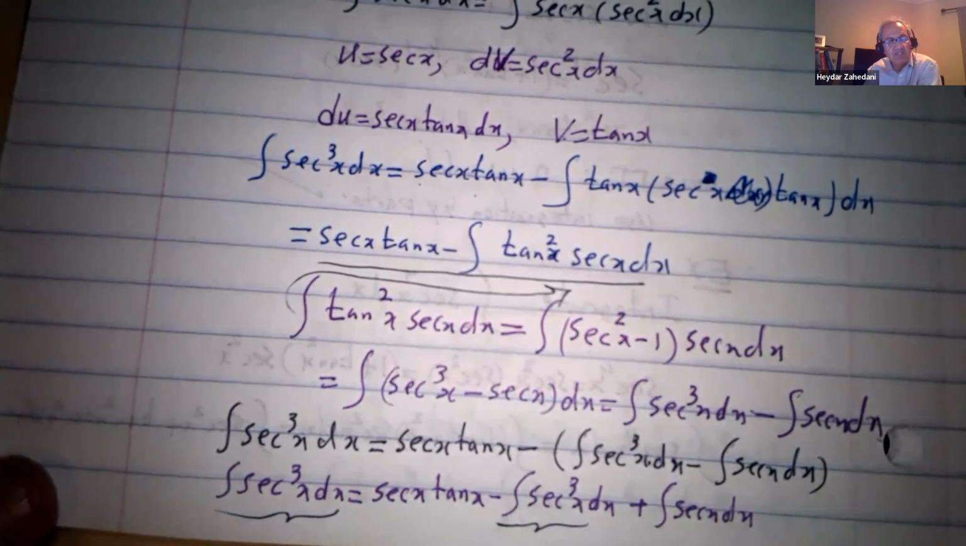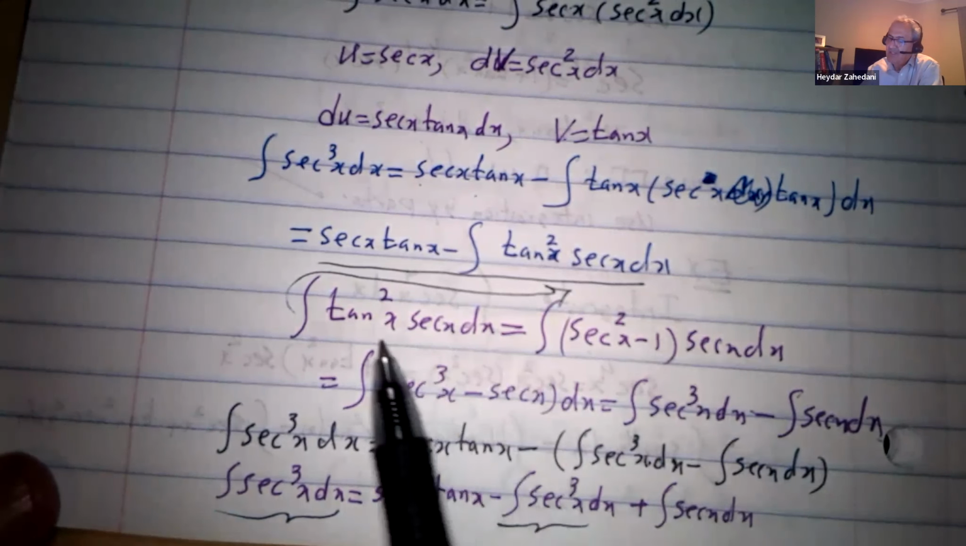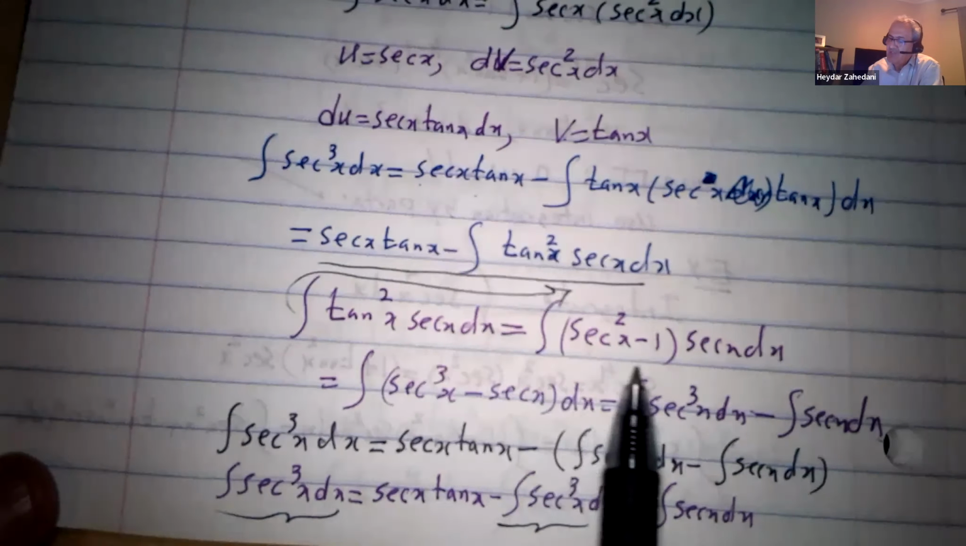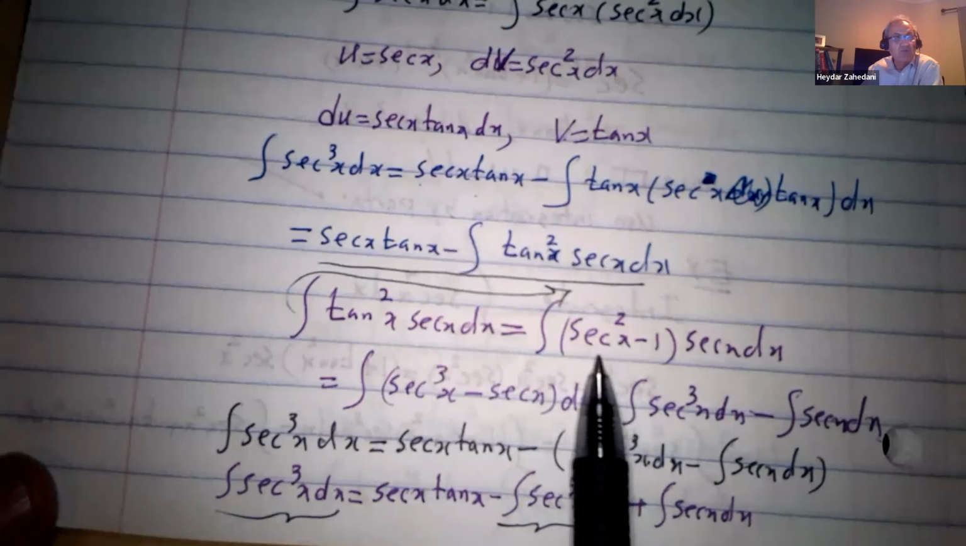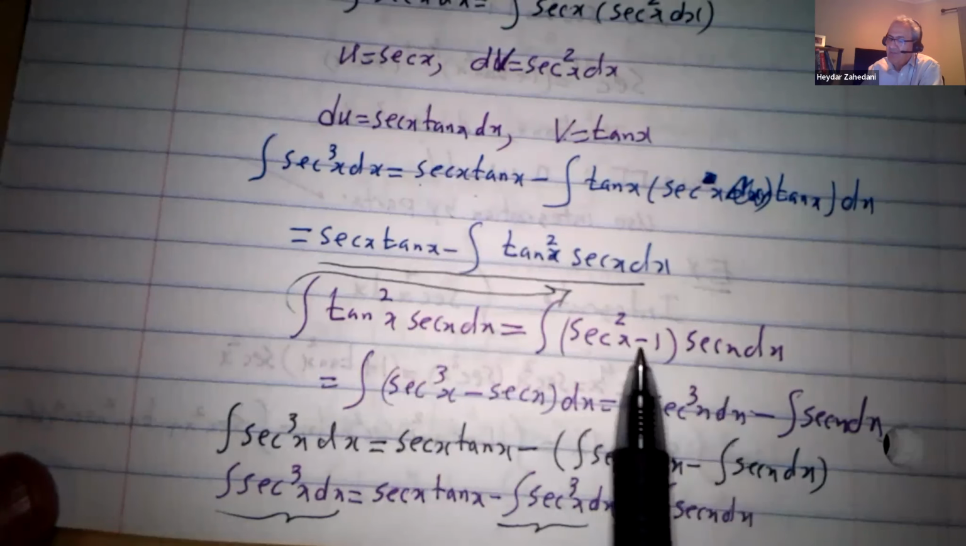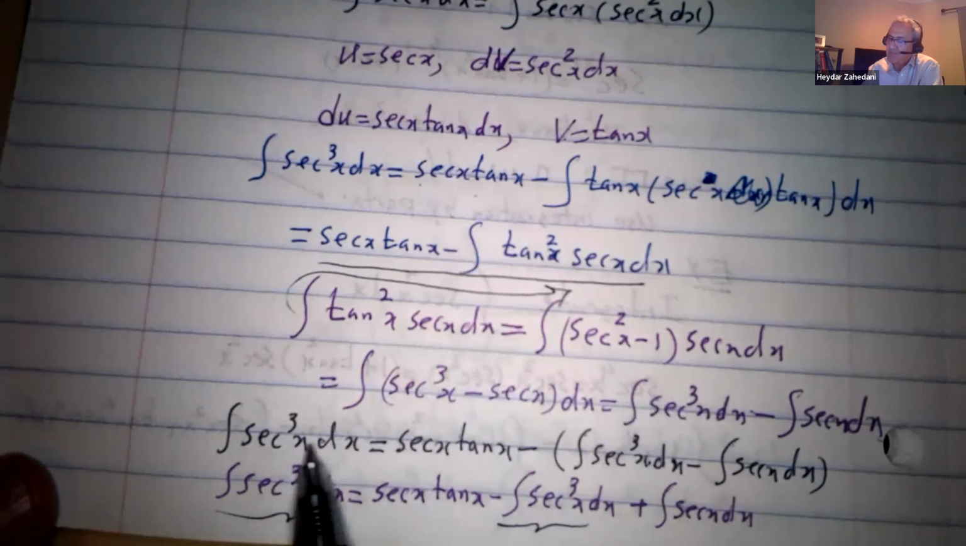It's always the case that you have to do this manipulation, if you like, to pull out the secant cube. And the way we did it, there was a tangent. There's always a tangent square here, always, for any of these powers. So we change the tangent square to the secant square minus 1. And when you multiply, you get back to the original power. You see secant cube.